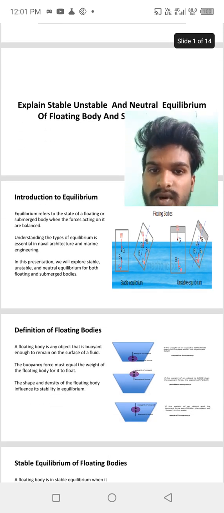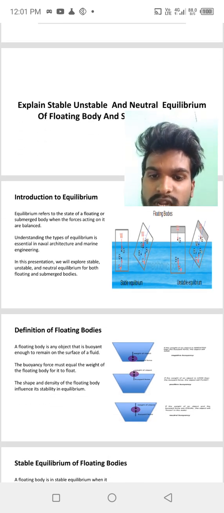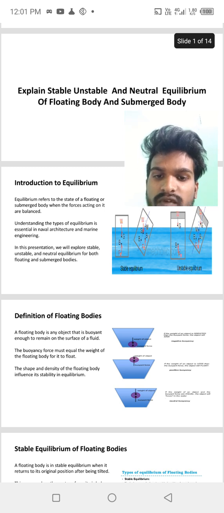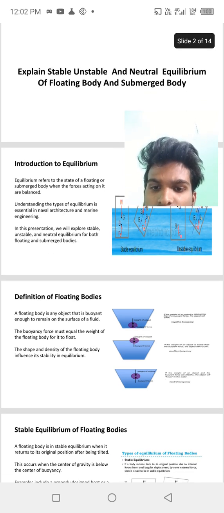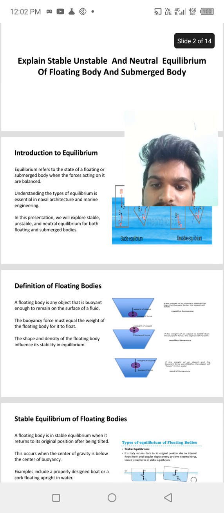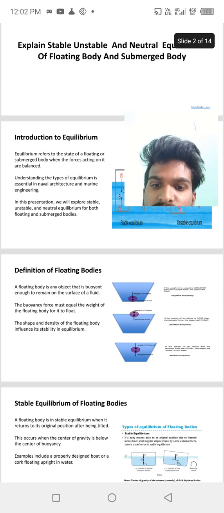Definition of floating bodies. A floating body is any object that is buoyant enough to remain on the surface of a fluid. The buoyant force must equal the weight of the floating body for it to float. The shape and density of a floating body influence its stability in equilibrium.